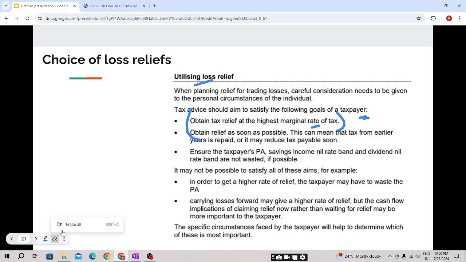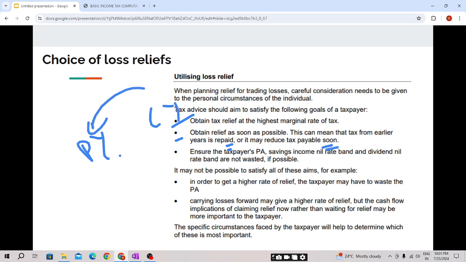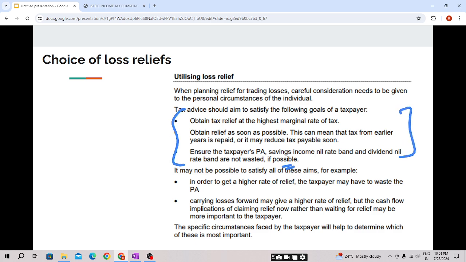Then the second factor which affects the choice of relief is obtaining relief as soon as possible. This can mean that tax from an earlier year is repaid, or it may reduce tax payable soon. That is, if we claim the relief against the previous year first, we will get a tax refund, or the tax payable will be lower in the current year. Ensure the taxpayer's PA, savings income nil rate band and dividend income nil rate band are not wasted if possible. So in this order we need to select the relief.